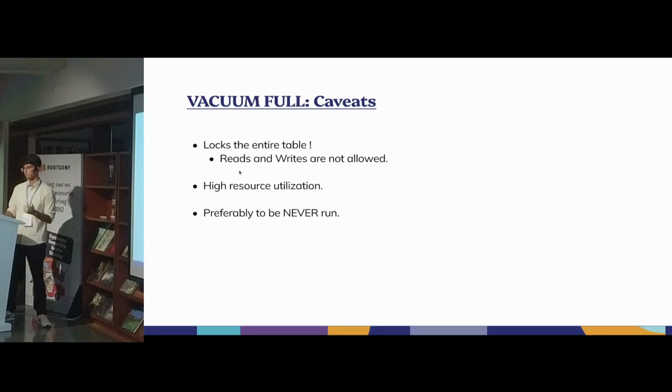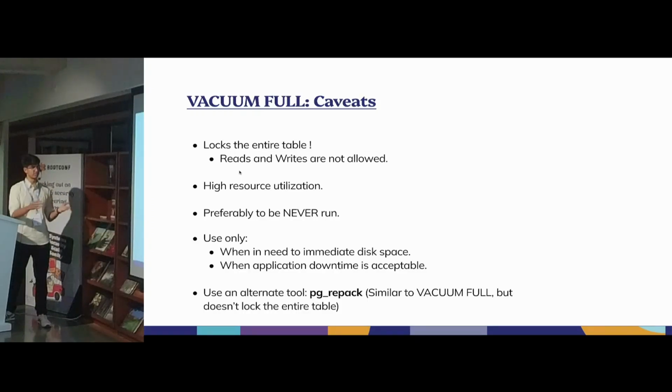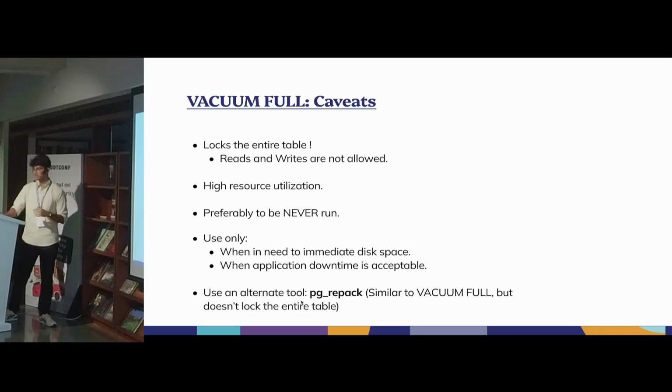Now, what do you do in cases where you would need immediate disk space, right? In those situations where you need immediate disk space and application downtime is acceptable, you would run vacuum full, but there are other ways to run it, such as running it on a replica first and then making that replica the leader, and then continuing to run it on the other replicas. Another alternative is to use an extension written by the community called pg_repack. It does exactly what vacuum full does, but it's a bit more forgiving, where it doesn't lock the entire table. It locks sections of the table incrementally. So that's much better than having to lock the entire table for a long amount of time.